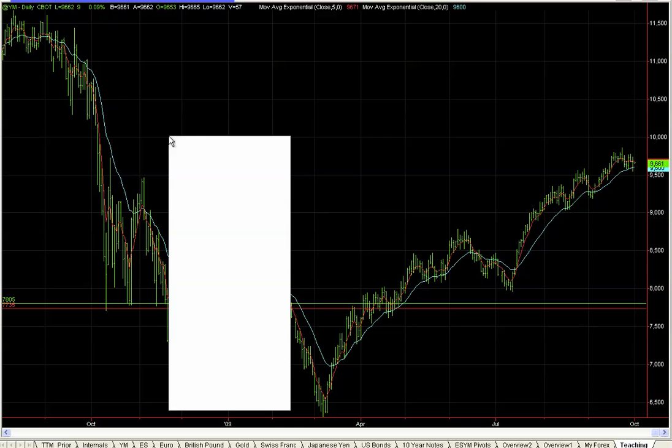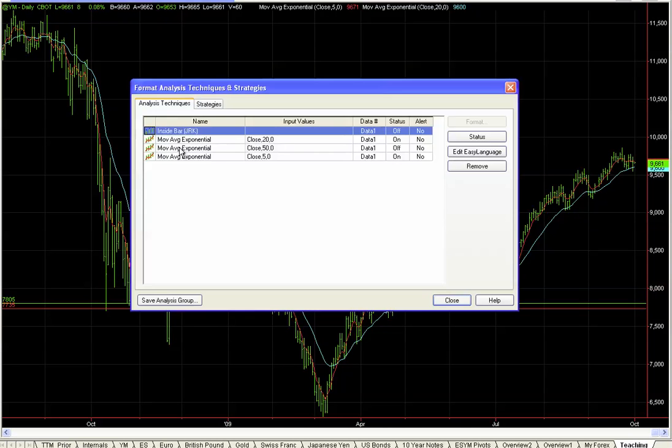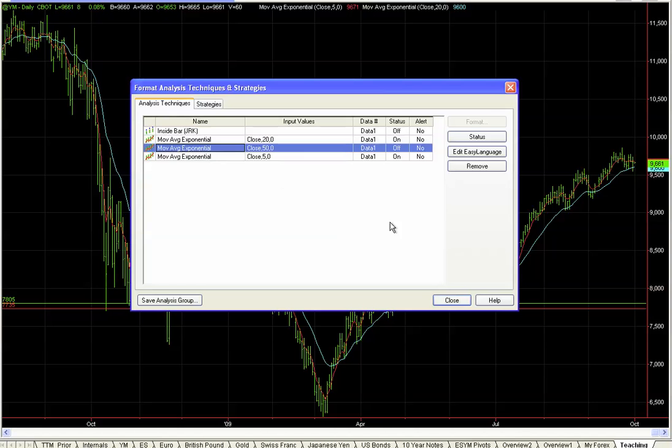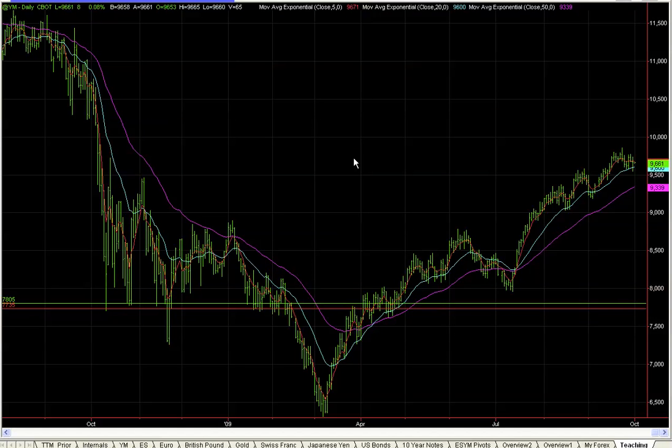Well, one way is to use yet another moving average of a longer period to act as a filter. And here we might decide we are only going to take trades in the direction of the longer term moving average. We could come up with all kinds of ideas for this. If this is tilting down, we only take short trades. If it's tilting up, we only take long trades. Maybe if price is below the moving average, we only take short, and if it's above, we only consider long trades.